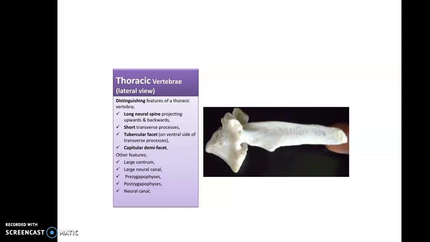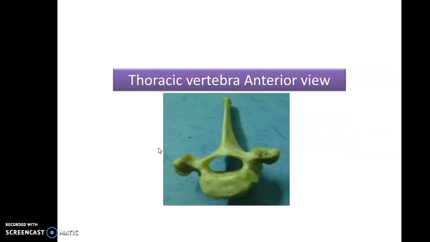For articulation of the ribs, it has two facets, the tubercular facet and the capitular facet. The tubercular facet helps in the attachment of the tuberculum, and the capitulum attaches to the capitular facet. Other features include a large centrum, large neural canal, pre-zygapophysis, post-zygapophysis and neural canal. As in all typical vertebrae, all these features are present, but the distinguishing feature is that it has short transverse processes, a long neural spine, and tubercular and capitular facets. This is the typical thoracic vertebra.